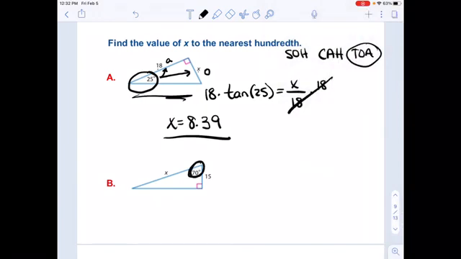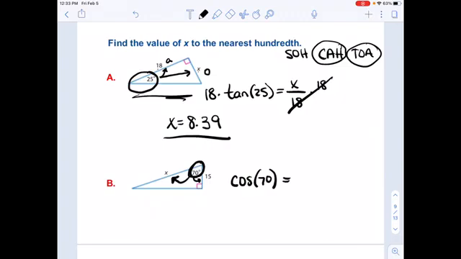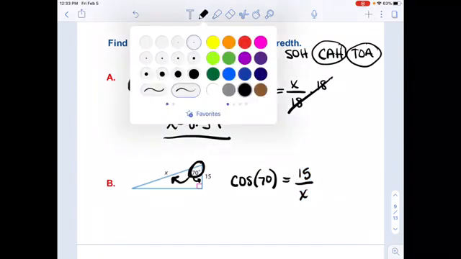And then on this last one, we have a new perspective here, 70. I'm trying to find my hypotenuse given my adjacent side. So I'm going to use cosine. So I have cosine of 70 is equal to 15 over x. All right, now notice this problem, our ratio is set up differently than all the rest we've done. So we're gonna have a little bit different work.